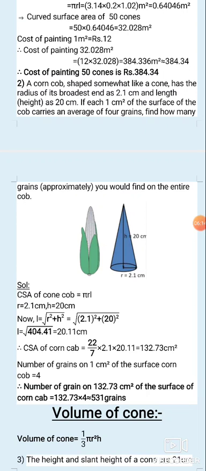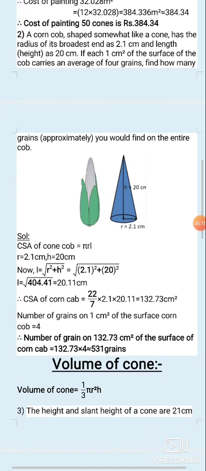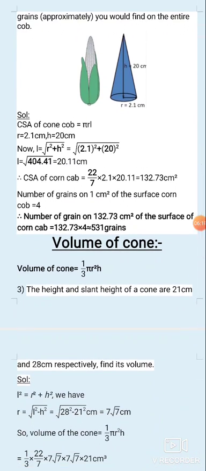That is the relation. Okay. Now the next question. The height and the slant height of a cone are 21 centimeter and 28 centimeter respectively. Find its volume. So to find out the volume, the equation is 1 by 3 pi r square h. Here in this question, the height and the slant height of the cone are 21 centimeter and 28 centimeter. So we need to find out the volume.